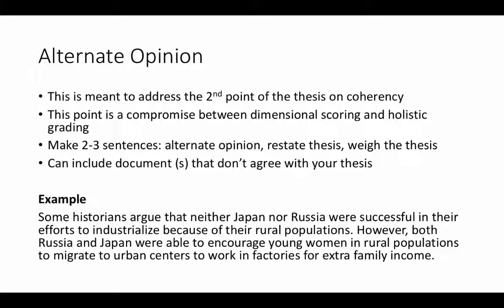So here we have a clear alternate opinion. We have a restatement of the thesis. There's a little bit of added value with the issue of women being moved into urban centers, and then an overall weighing statement. Now, if we had a document that we couldn't fit into our overall argument, this would be a really good place to put it.